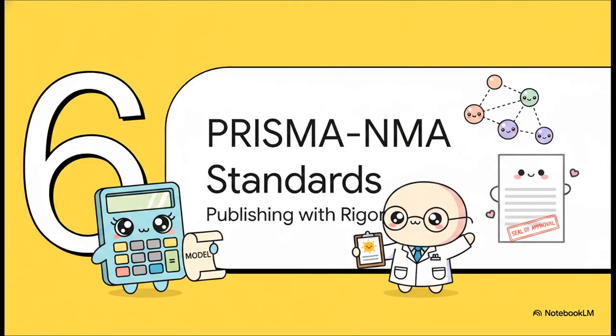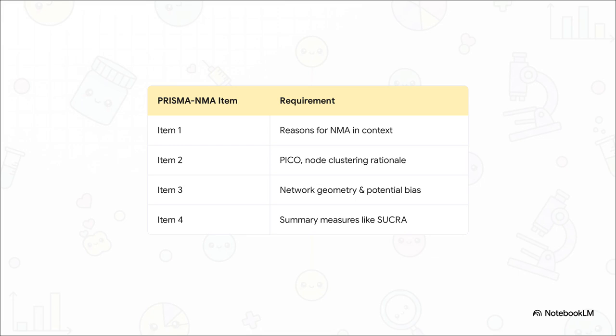Finally, Section 6, PRISMA-NMA Standards, Publishing with Rigor. At the end of the day, no matter how beautiful your math is, you have to report it transparently if you want to get published in a high-impact journal. The PRISMA extension for NMA is your checklist. Pay close attention to items S1 and S2. You can't just write, "We ran the software."